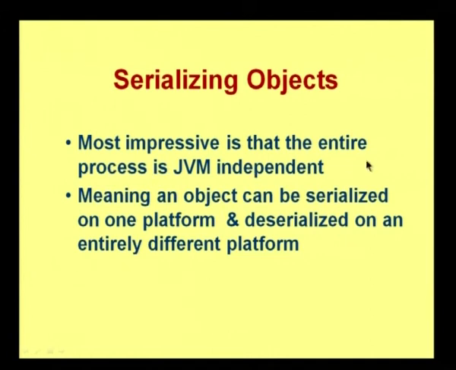Most impressive is that the entire process is JVM independent, meaning an object can be serialized on one platform and deserialized on an entirely different platform. We know what is platform independent. We have already seen that Java is a platform independent language, whereas your JVM is platform dependent. Whenever we install the JVM for the corresponding operating system and platform, the architecture will be installed in your system. So your JVM is platform dependent, whereas your Java is platform independent.